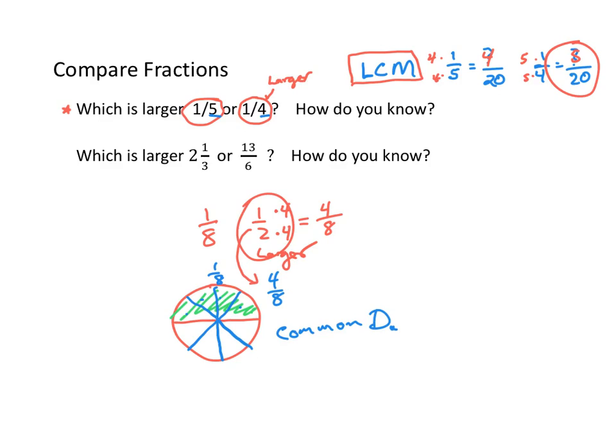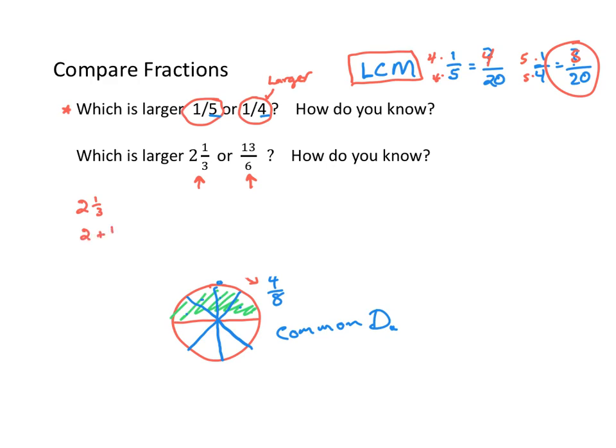Now, what about these mixed numbers and improper fractions that we have on the second one? Okay. So which is larger, 2 and 1/3 or 13 over 6? Well, there's two different ways we could go with this. Do you want to change this one into an improper fraction? Or do you want to change this one into a mixed number? Do you remember the process for changing this into an improper fraction? 2 and 1/3 is 2 plus 1/3. 2 is 2 over 1.